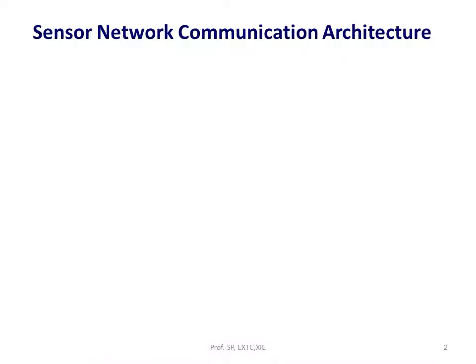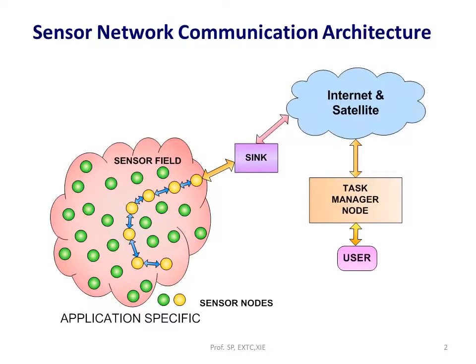Now talking about the sensor network communication architecture, you can see this is the basic architecture of a wireless sensor network. Those yellow and green balls are nothing but sensor nodes. Those sensor nodes will have the capability of sensing the data, disseminating the data, forwarding the data, and if required, some processing will be done on this data. If the data is required later on, then some memory will also be there on those sensor nodes.